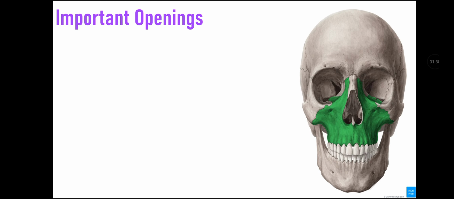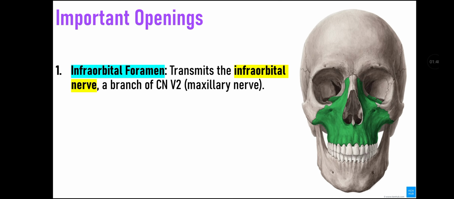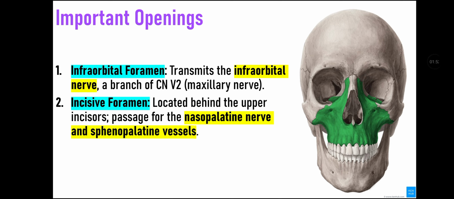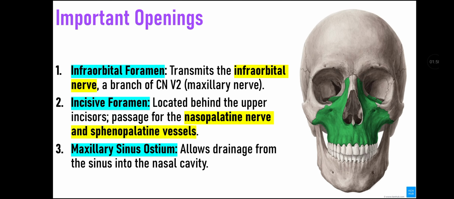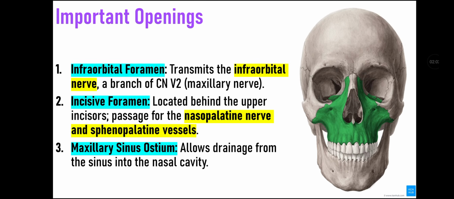Now let's talk about important openings of maxilla. It includes the infraorbital foramen that transmits the infraorbital nerve, that is a branch of the trigeminal nerve. It has the incisive foramen that is located behind the upper incisors, a passage for the nasopalatine nerve and sphenopalatine vessels. Then it has the maxillary sinus ostium that allows drainage of the sinus into the nasal cavity.